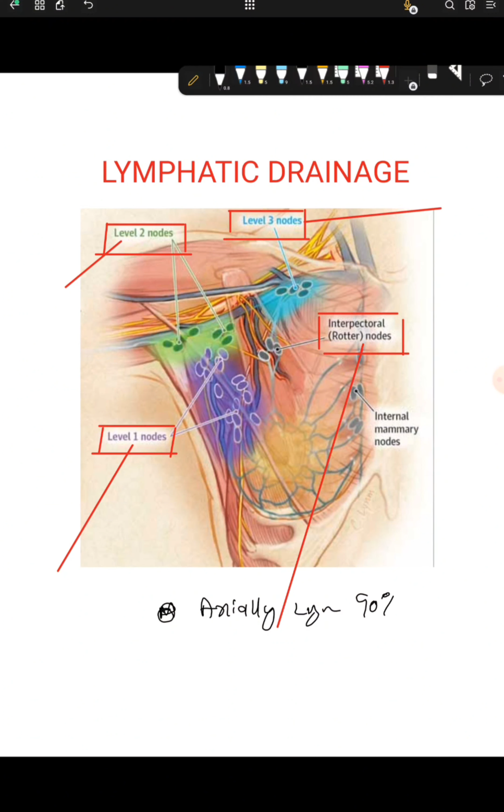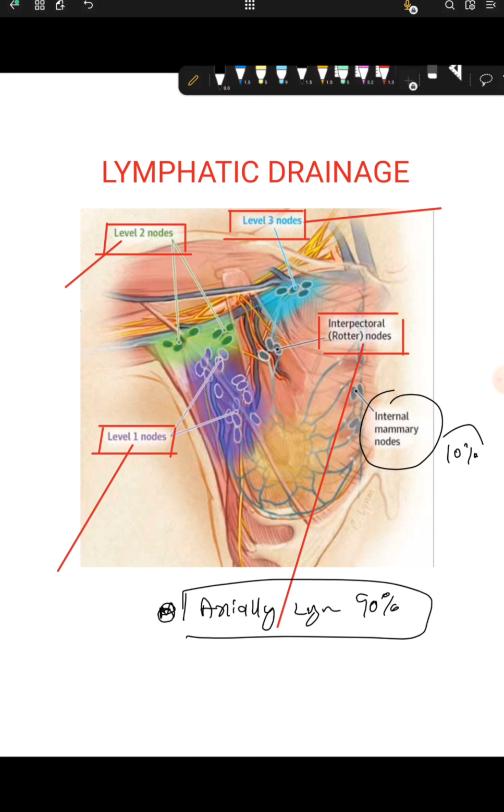The drainage through the axillary lymph nodes is 90%, right? And the intermammary nodes about 10%, right? So level 1 is lateral to the pectoralis minor. Please remember, it is not the major, it is the pectoralis minor, lateral to the pectoralis minor.